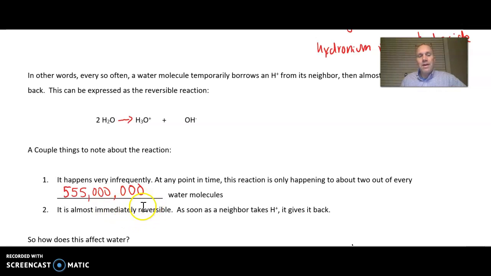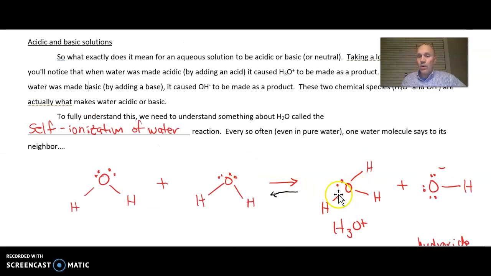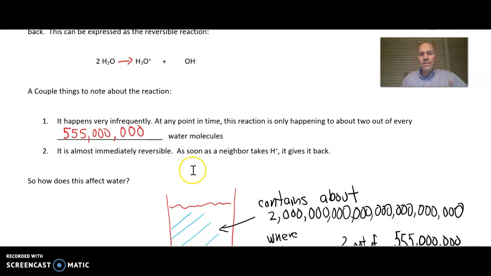The other thing is, in addition to it happening very infrequently, it's almost immediately reversible. This hydronium ion does not hold on to that H plus for very long. It either gives it back to the hydroxide or it transfers it to another neighboring water molecule. These species do not exist for very long. So how would these two things affect water? It seems like it happens so infrequently that it wouldn't have much of an effect. But let's think about what happens in a cup of water.